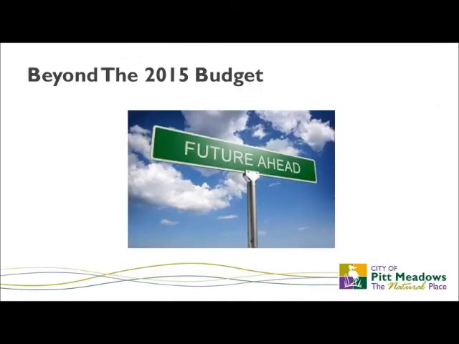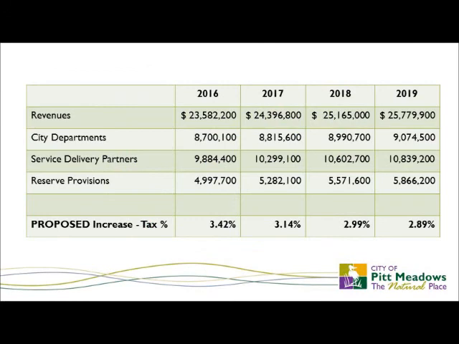The next slide is intended to give you an idea how the 4 years beyond the 2015 budget are planned. Previously, we have discussed the 2015 budget year. This slide provides a summary for the future 4 years of 2016 to 2019. On the slide, we have shown the aggregate revenue, city department expenses, expenses for the service delivery partners, and the reserve provisions. Also at the bottom of the slide, we have provided the proposed tax increase for the future 4 years that represents our best estimates to provide service continuity.